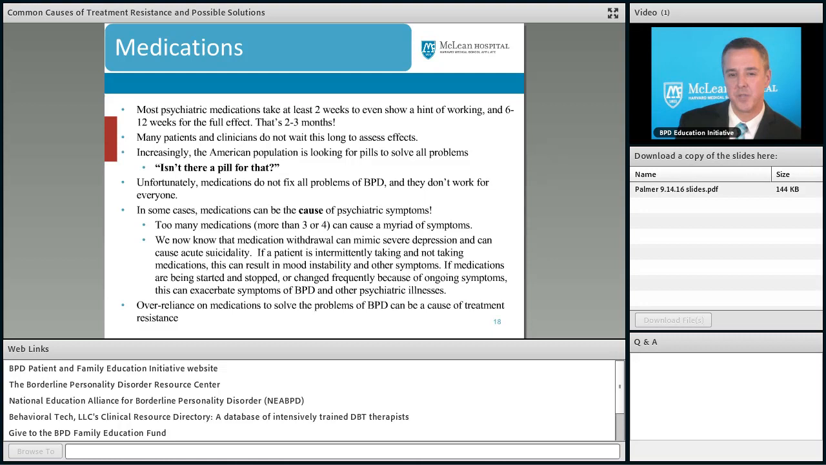In some cases, medications can actually cause psychiatric symptoms. So I want to repeat that. They can cause psychiatric symptoms. These are substances that affect the emotion regulation centers of our brain. And we know that when people are on a lot of them, they can cause psychiatric symptoms. And we know that when people withdraw from medication, so when they stop and start them, or when they're changing medications frequently, that can cause depression and suicidality and lots of other symptoms.